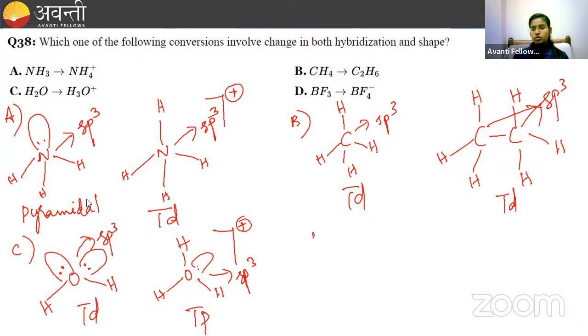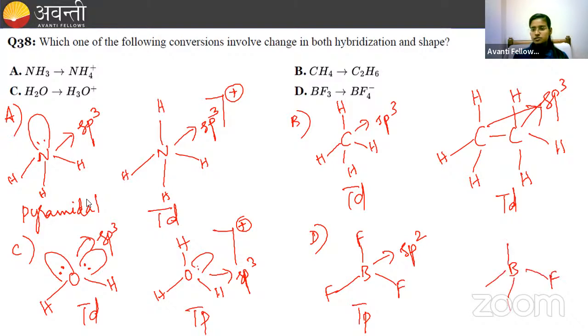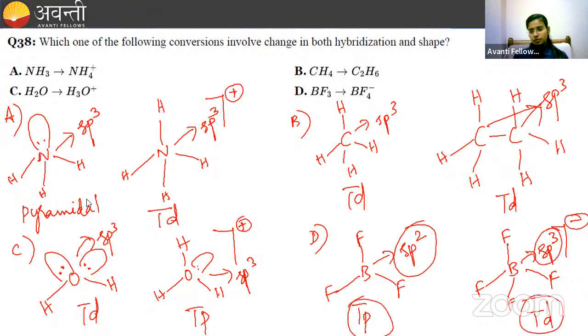So next I'll come to option D. I have BF3, where the hybridization of boron is sp2 and the structure is trigonal planar. And next coming to BF4 minus, the hybridization of boron will be sp3 and the structure is tetrahedral. So there is a change in the hybridization as well as the change in the shape.